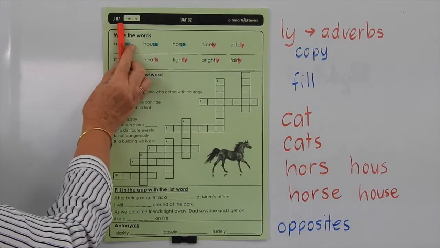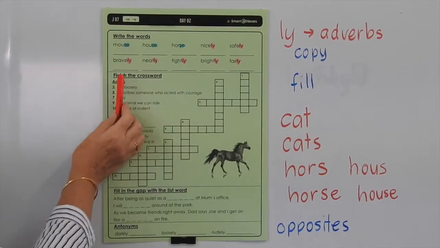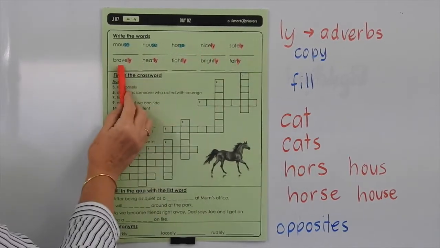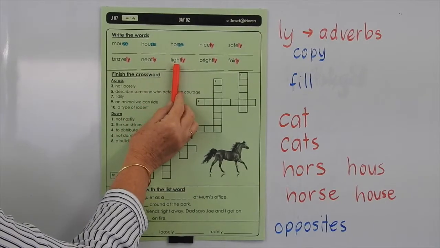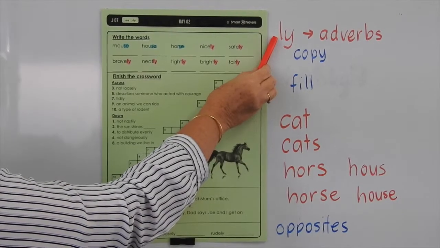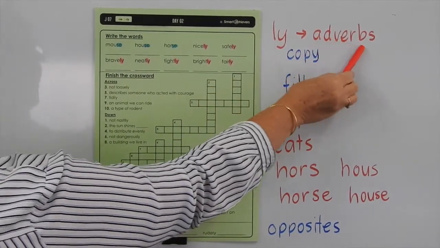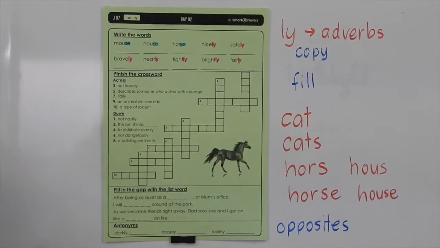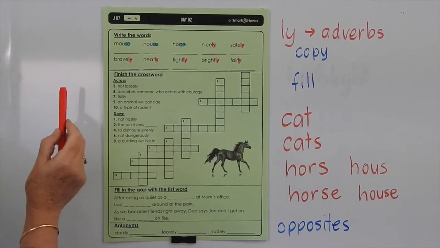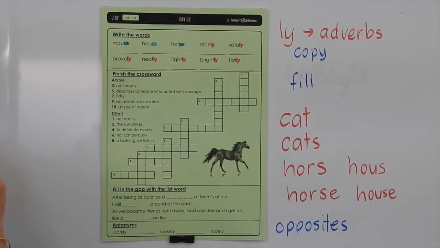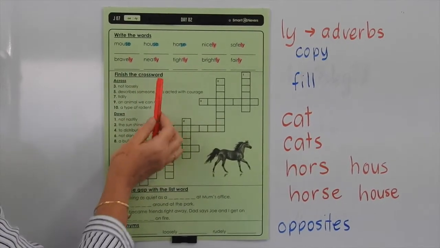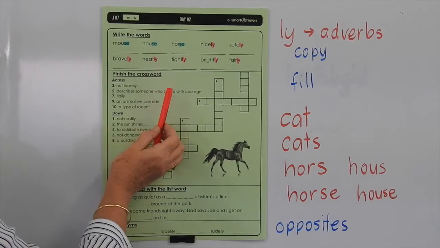This is level J, list 7, and we're doing the day 2. And our words are mouse, house, horse, nicely, safely, bravely, neatly, tightly, brightly, fairly. So usually when we add ly to the end of a base word, it forms an adverb. So that's a nice cheat for you. In a test, look for the word that ends in ly if you need to find an adverb. And if you need to write an adverb, think of a good word to describe what you're doing that you can just add ly to.